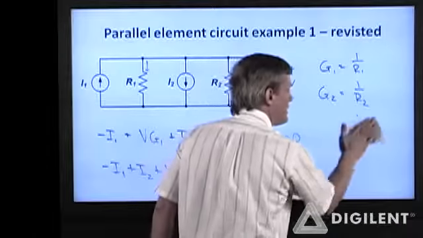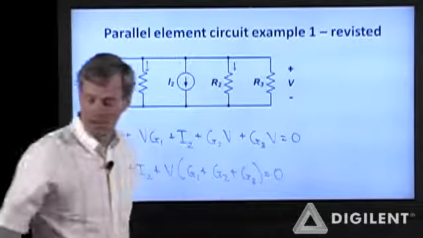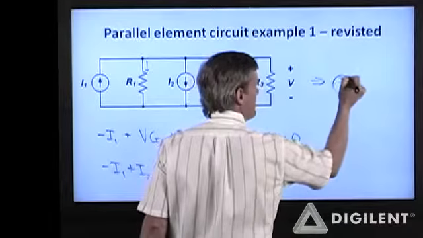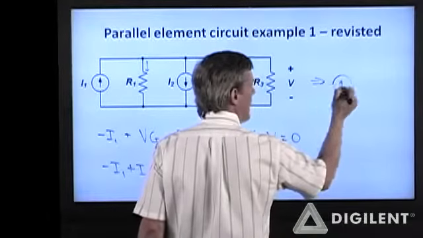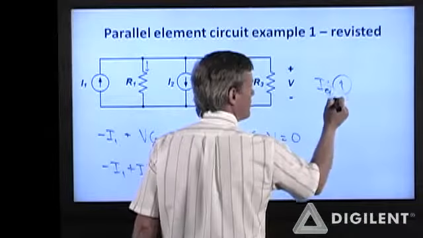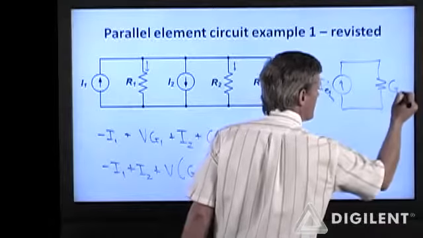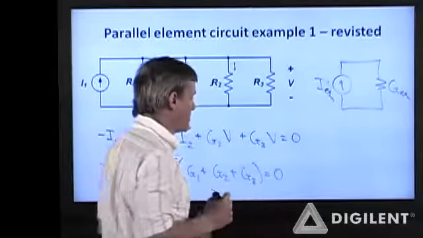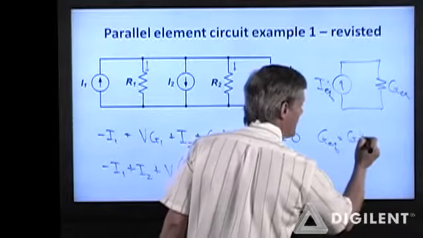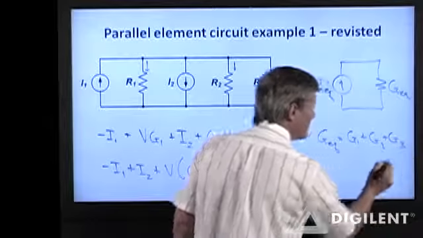We can now rewrite this as an equivalent circuit in terms of the conductances. So we can have this rewritten as an equivalent I with an equivalent G representing our resistors, and GEQ is the sum of the individual conductances.